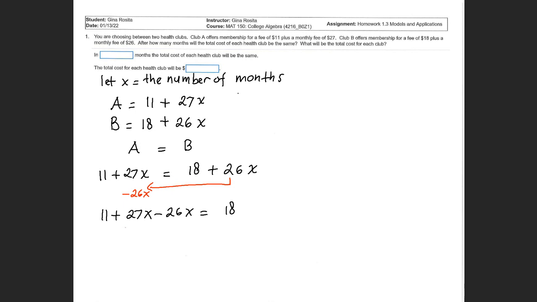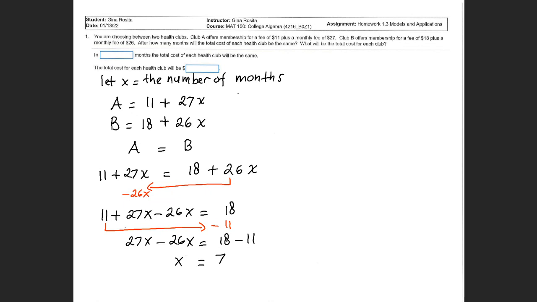Now move 11 to the right side, becoming minus 11. Opposite, remember? So now we write down again: 27x minus 26x equals 18 minus 11. So 27x minus 26x is x, and 18 minus 11 is 7. So we got the answer x equals 7. Now we can write down on the top.